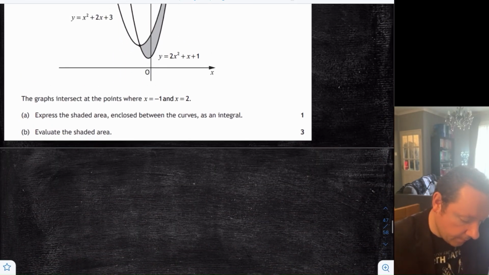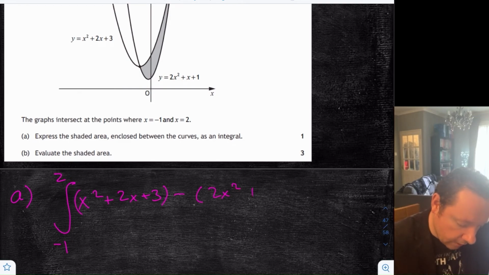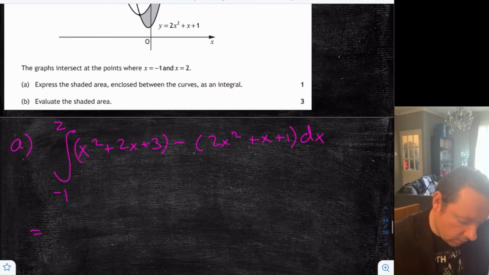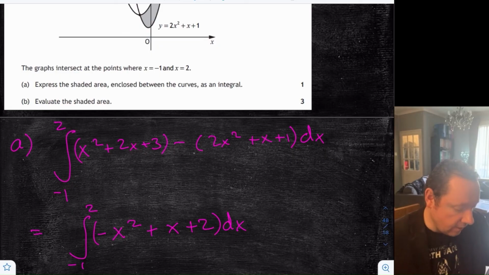So for part A, it's the integral between minus 1 and 2 of x squared plus 2x plus 3 minus 2x squared plus x plus 1 dx. Tidying that up, so minus 1 and 2. x squared minus 2x squared is minus x squared. 2x minus x is plus x. 3 minus 1 is 2 dx. So part A is done. Part B says calculate the shaded area, so work that out in other words.